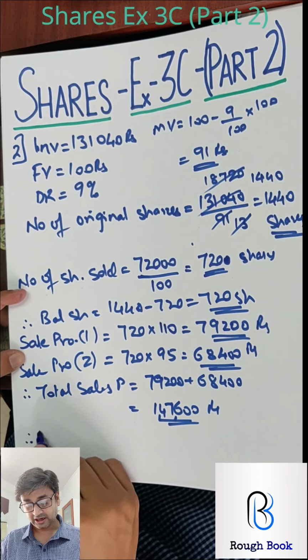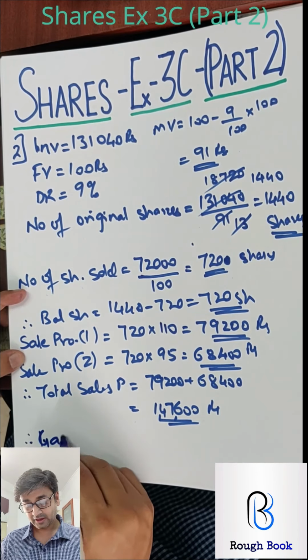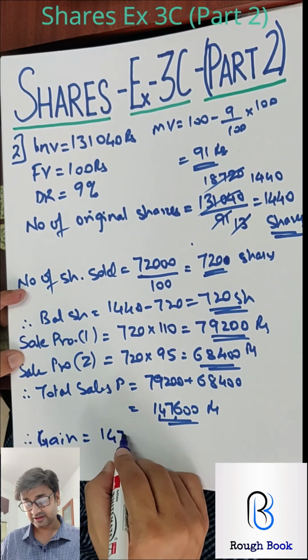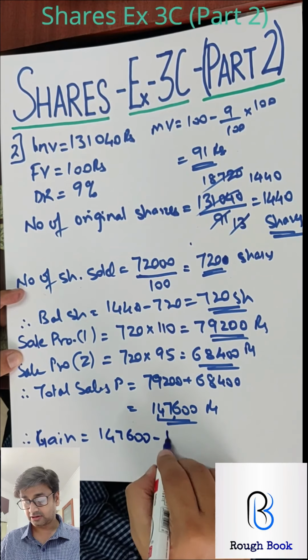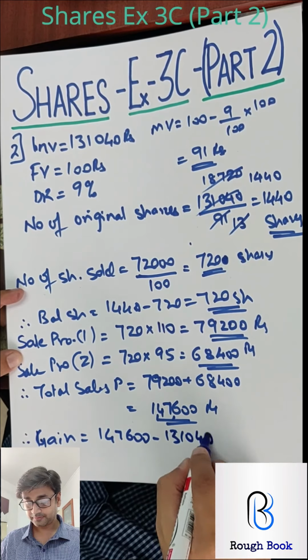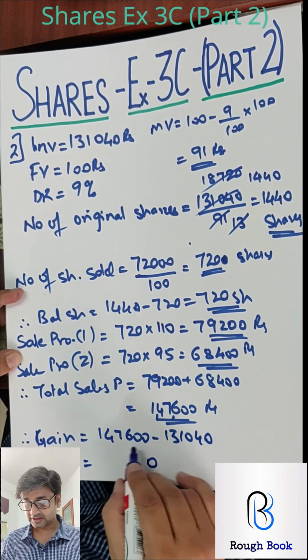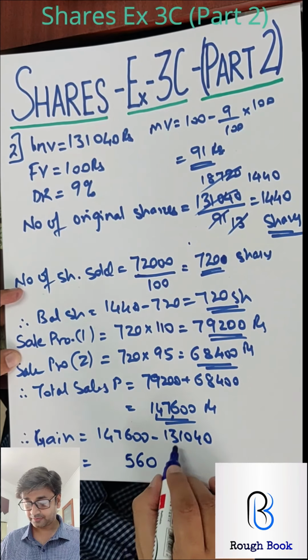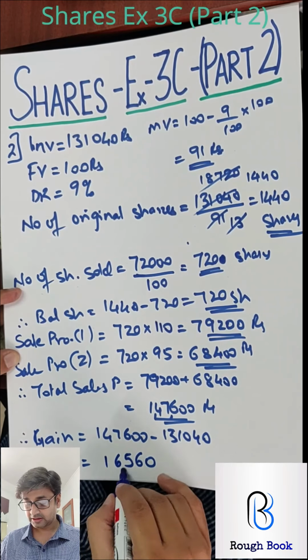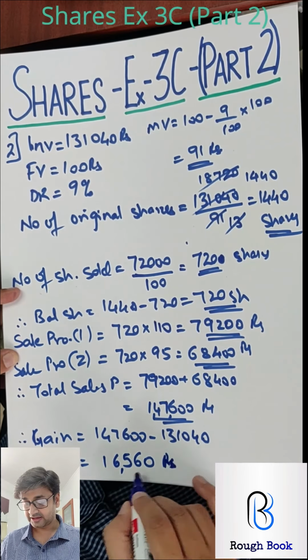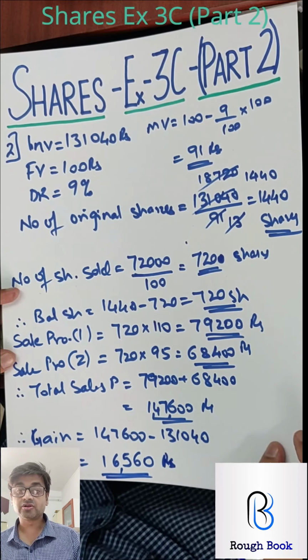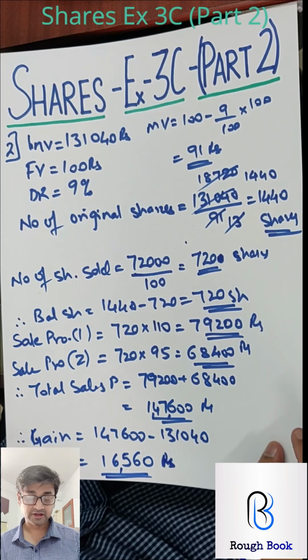So therefore income or gain is equal to 1,47,600 minus 1,31,040. So what will be the difference? It is 16,560. How many of you managed to get the same answer? Brilliant, guys. If you got the same answer, nothing like it.